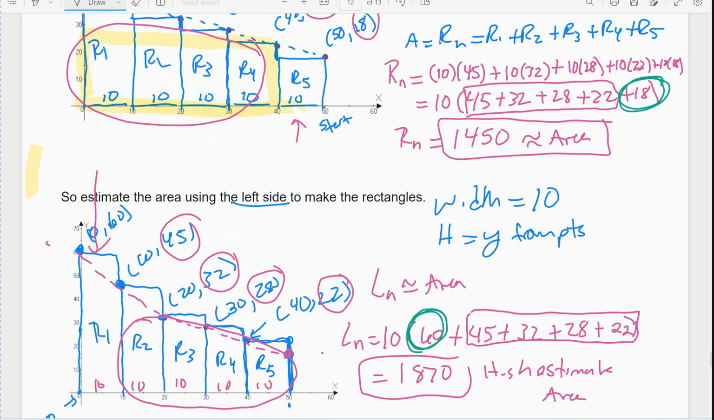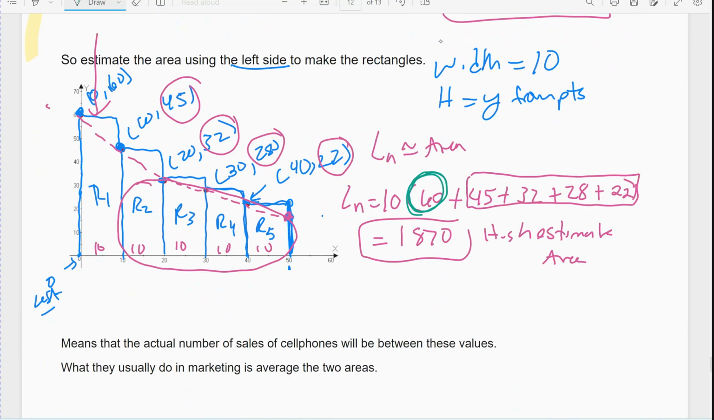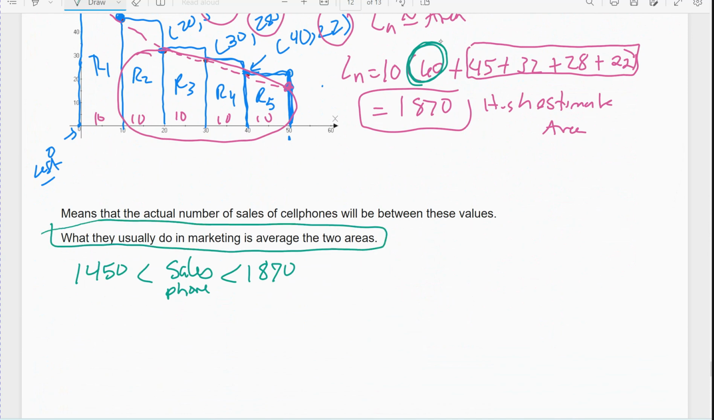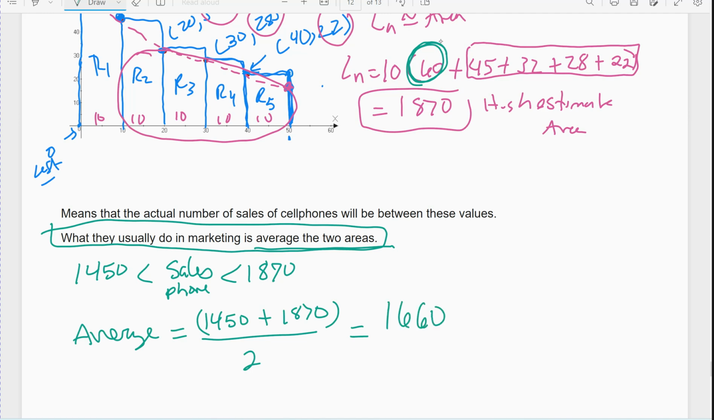All right, so the last thing, there's my left area, my right area. That's not my final answer. What we do is, well, the actual number of sales, so sales for phones over the first 50 days, should be less than the 1,870, greater than the 1,450. And since I know sales should be in between there, what they usually do in marketing is they average the two. So the average between the low and high value, you add them up and divide by 2. When you add them up and divide by 2, that comes out to 1,660. So this would be our best guess.